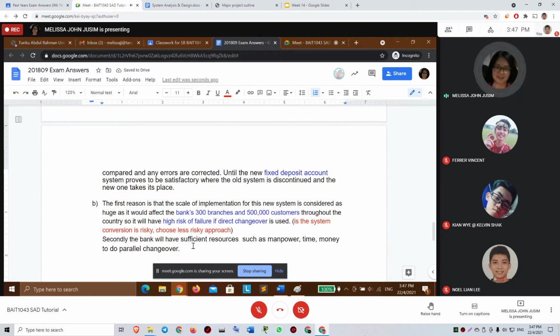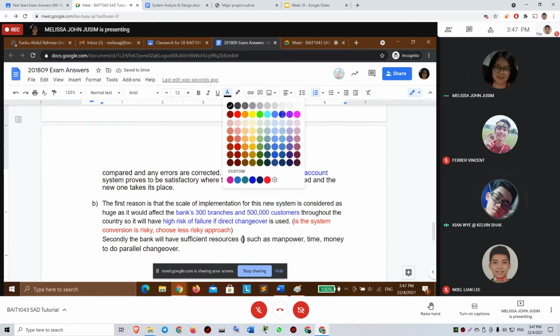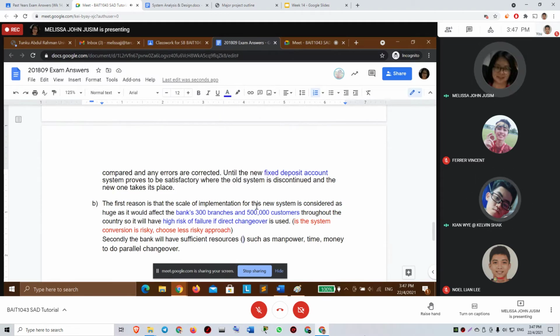Okay. Second, the bank will have sufficient resources. Here you are assuming they have sufficient resources. Why would you say it has sufficient resources? 500 employees, so many. I just assume a bank with 300 branches will have a lot of resources. So you need to add into your explanation sufficient resources based on the large size of the organization.